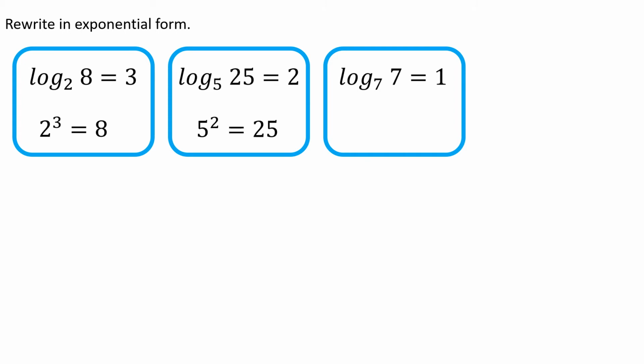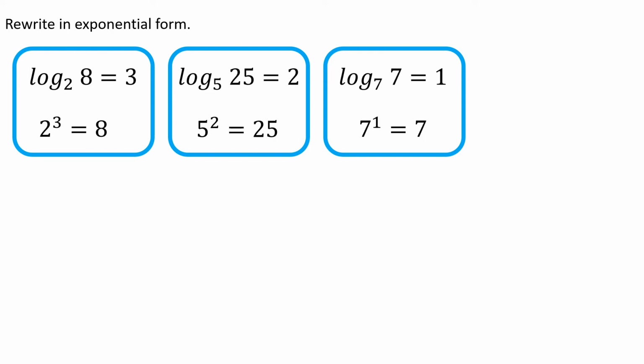Log base 7 of 7 equals 1. Okay, I said log base 7, so the base is obviously 7. The exponent is going to be 1. So 7 to the first power equals 7. That's what that was telling me.